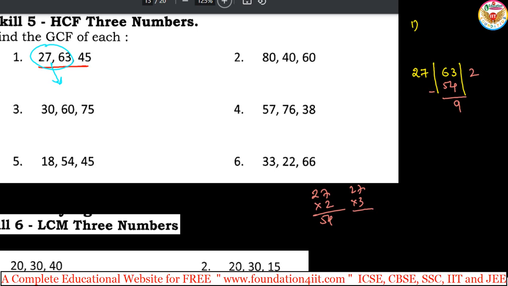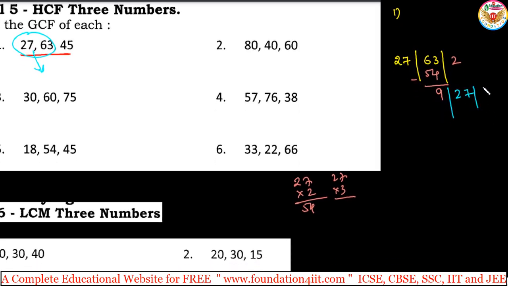Then after getting 9, whatever was in the divisor place should now come as the dividend. You can write 27 as the dividend. Next, 9 table: 9 times 3 is 27, remainder 0. Until you get 0, you should keep doing it. Once you get 0, the last divisor is the HCF. So 9 is the HCF of 27 and 63.